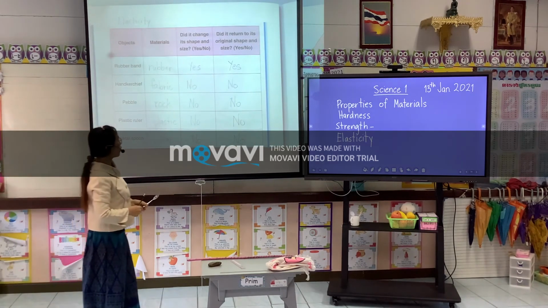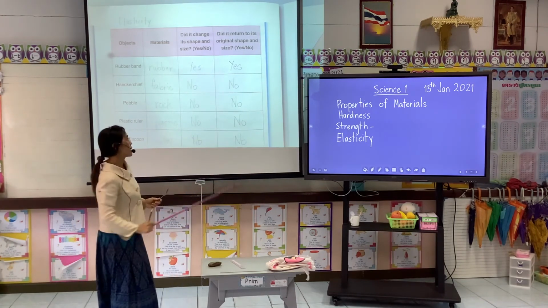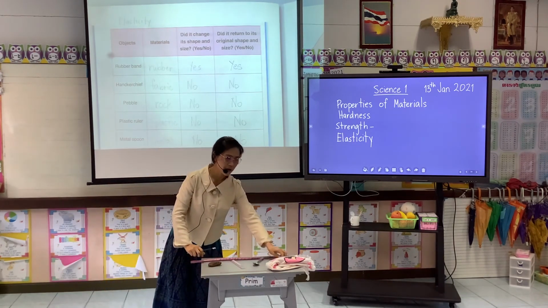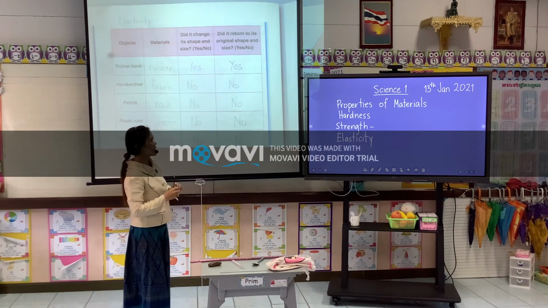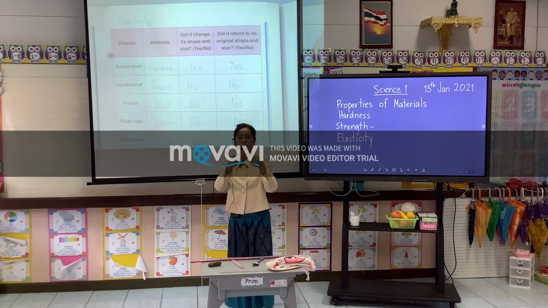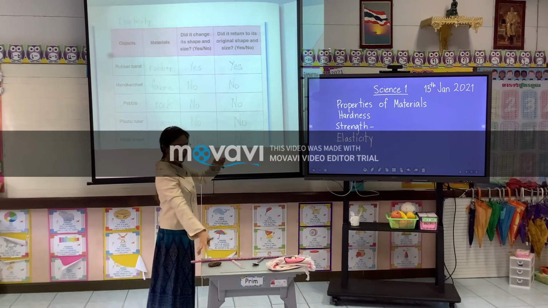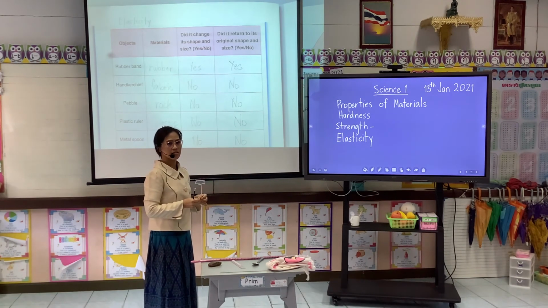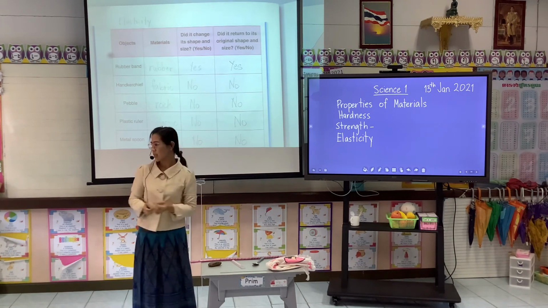Now, what is your conclusion with this activity? From these materials, only rubber has the property of elasticity. We can stretch it, and the rest we cannot stretch. They are not elastic.